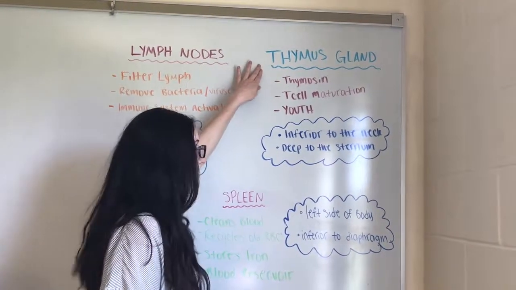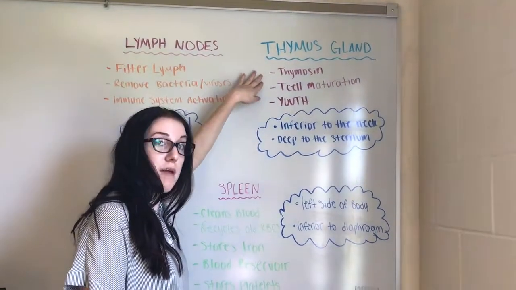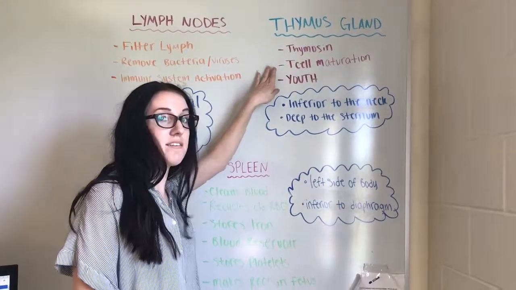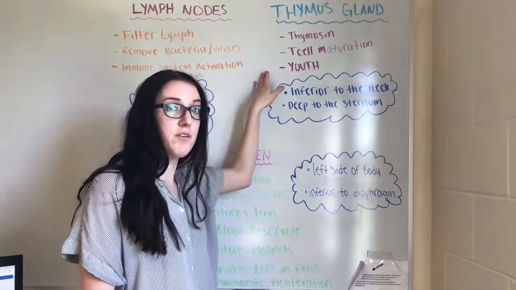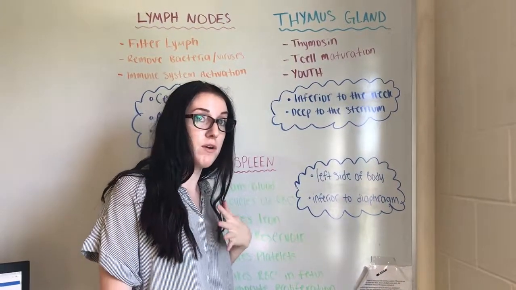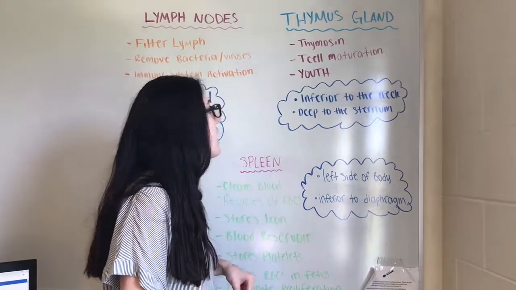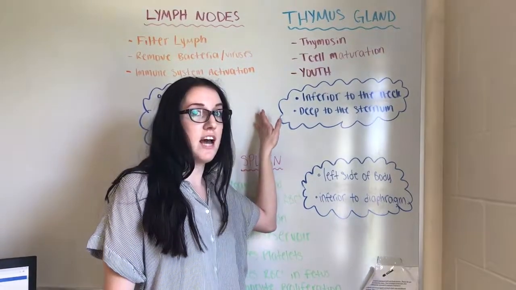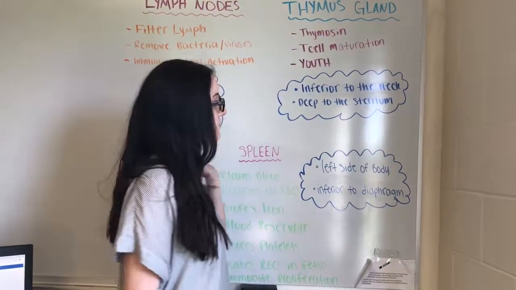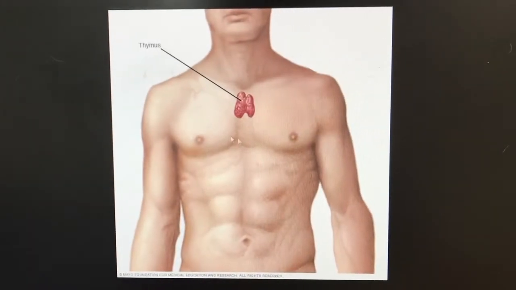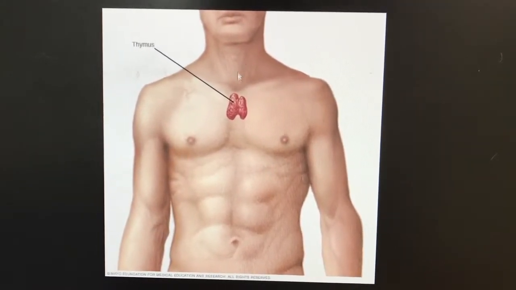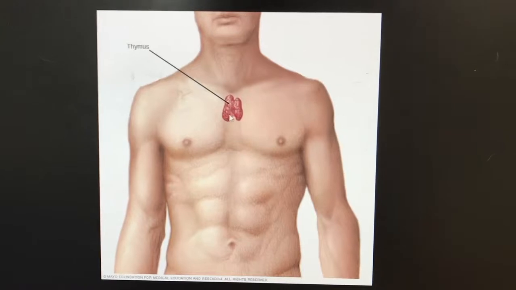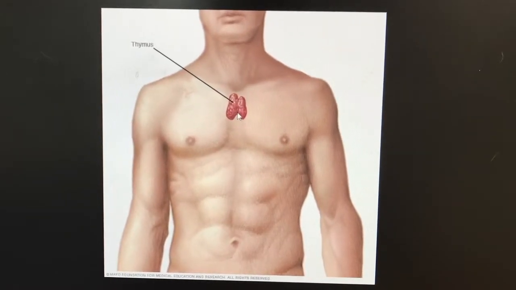The thymus gland produces thymosin and also acts as a site for T cell maturation. It is mostly active in youth. It'll be a lot bigger when you're a child. It is inferior to the neck and deep to the sternum. Here you can see the location of the thymus gland on our body.